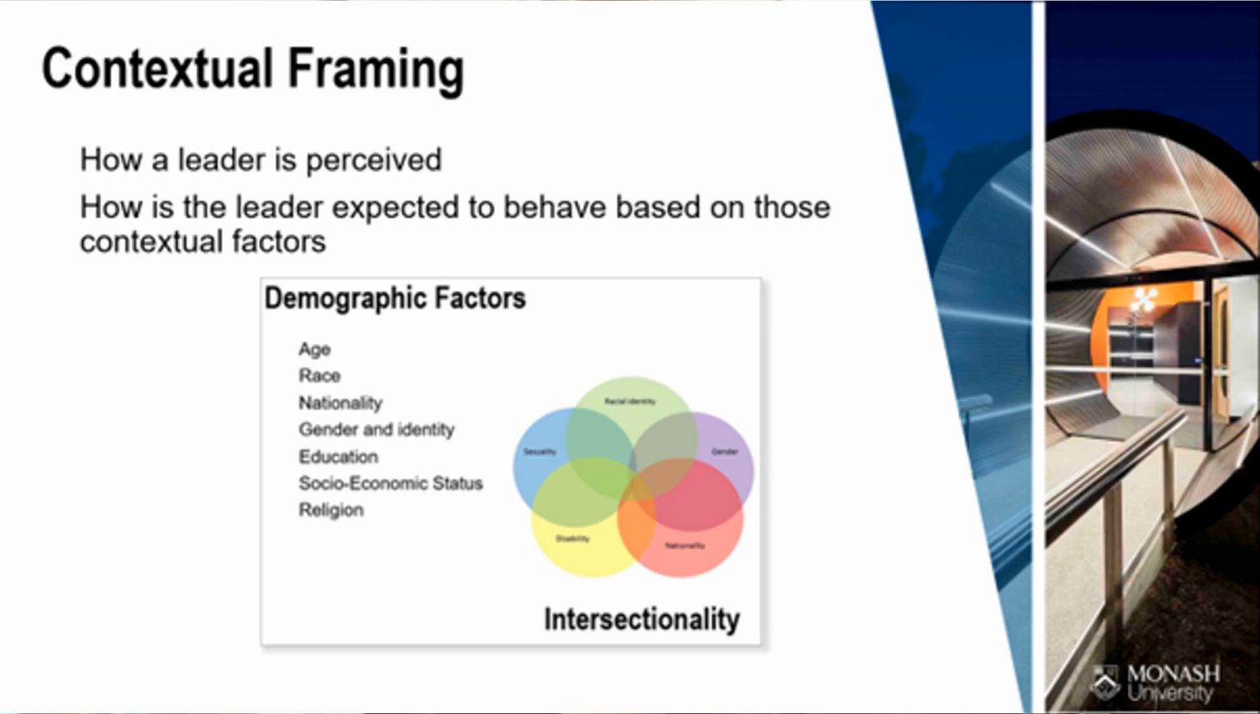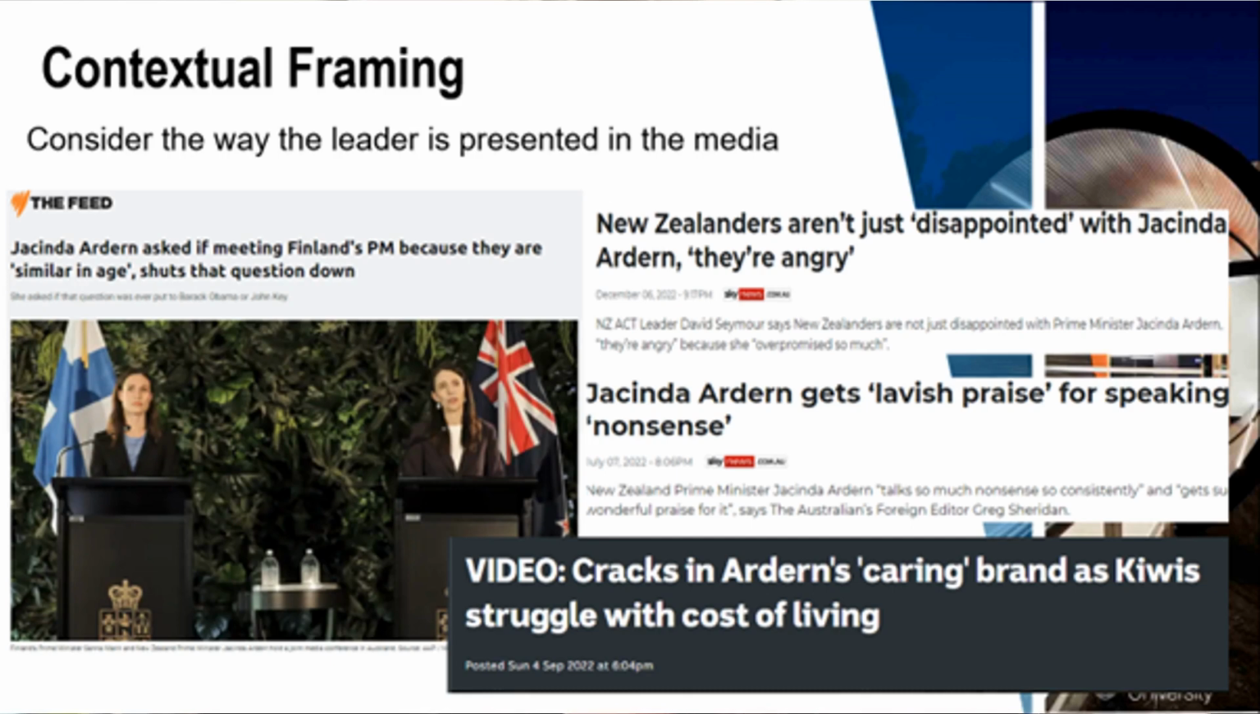So how is this leader perceived? How do we expect this leader to behave based on those demographic and contextual factors? And just a couple of examples here. You're integrating examples from the media to support your analysis. And this is a really great way to think about how a leader is portrayed based on these factors. For example, Jacinda Ardern, she's a young female leader. Is the way she's presented in the media the same as an older male leader? Or do these factors have an influence on how she's portrayed?